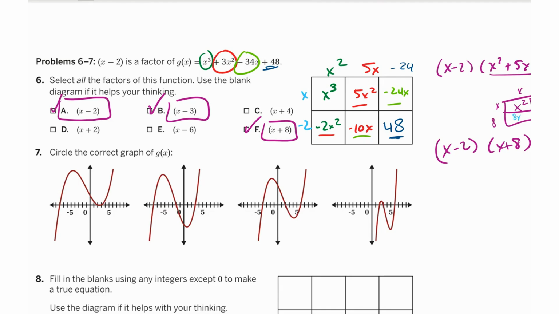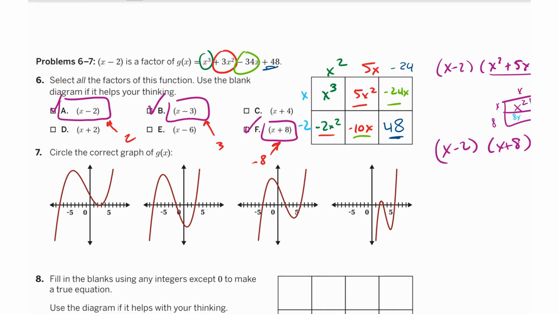For number 7, circle the correct graph of g of x. Well, I need to look for those three intercepts. I'm going to have an intercept at negative 8. I'm going to have an intercept at positive 3, and I'm going to have an intercept at positive 2. And they all go through. None of them are bouncing off because when I go through this, they are all multiplicities of 1.